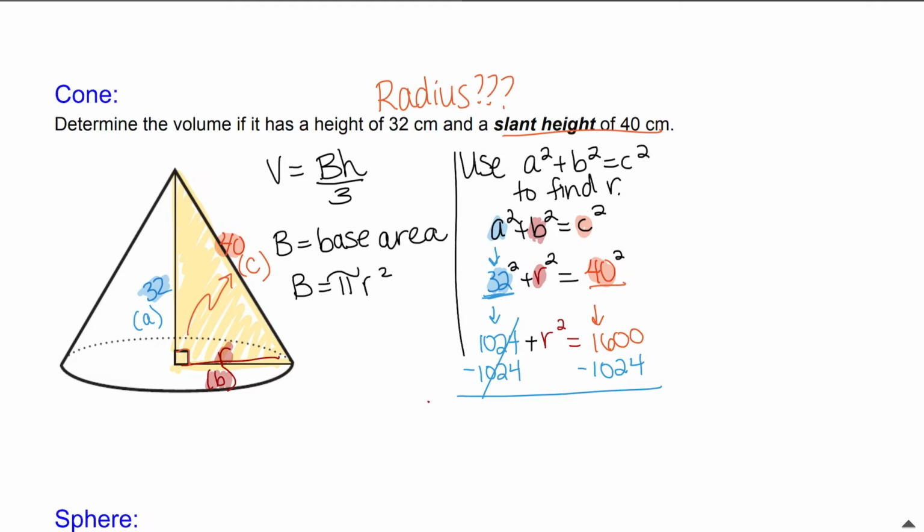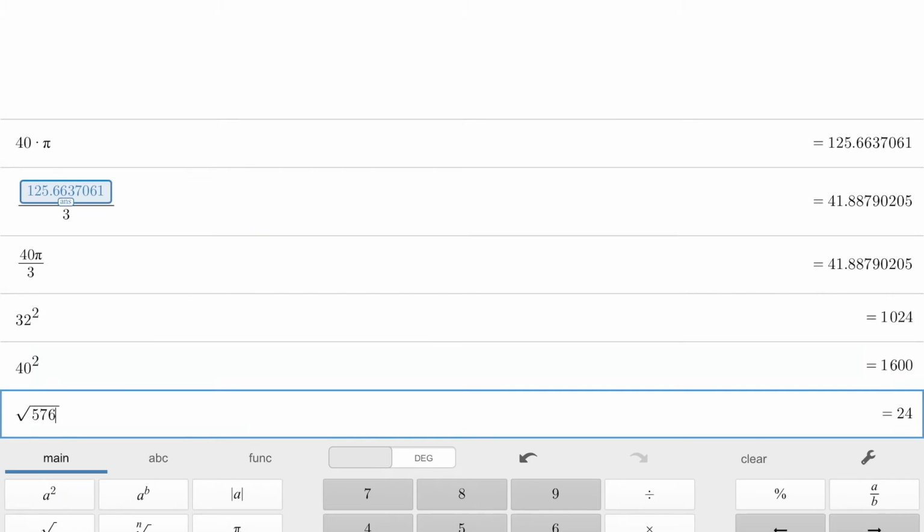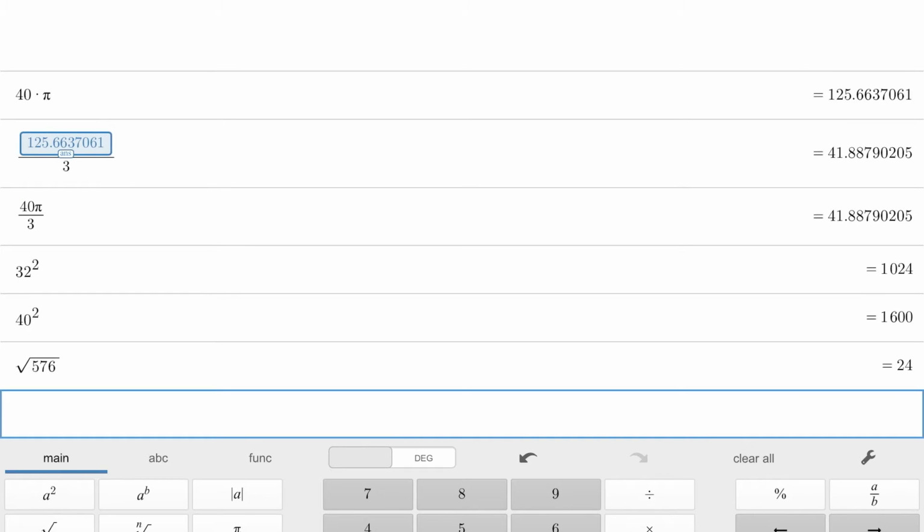This goes away on the left side. I don't have to write 0 down. I just bring down the r squared, and I know that r squared is going to equal whatever 1600 minus 1024 is, which is 576. Now to get this r alone, I have to square root both sides. And the square root of 576 is 24. Let's double check. Yep, it sure is 24, so we're good to go here.